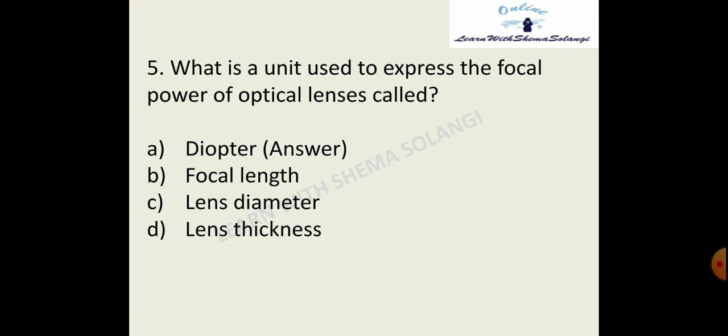Diopter is a unit which is used to measure the focal power of optical lenses, such as those found in eyeglasses, contact lenses, and also in cameras. It is defined as the reciprocal of focal length in meters. So the correct option is A.